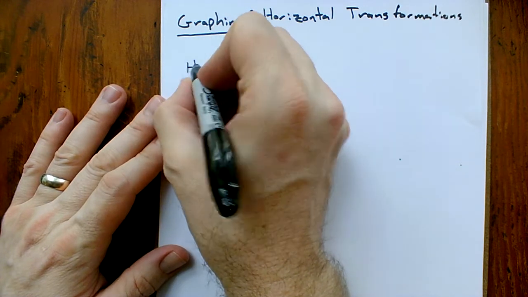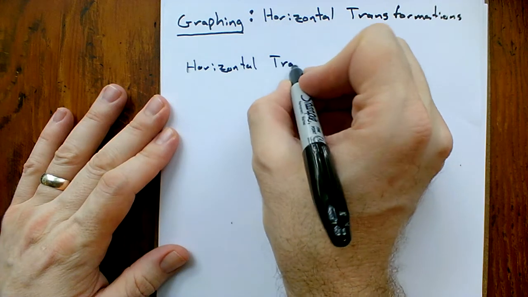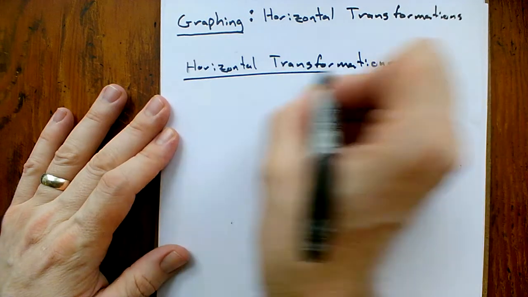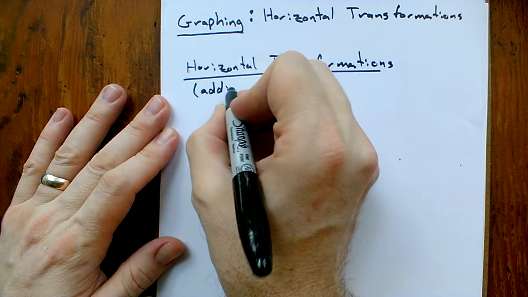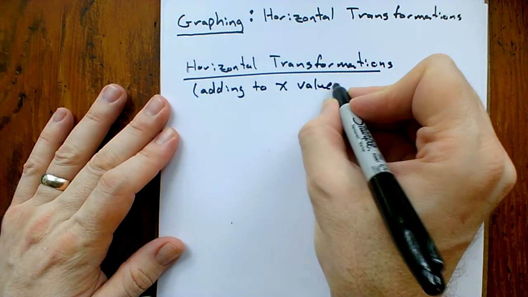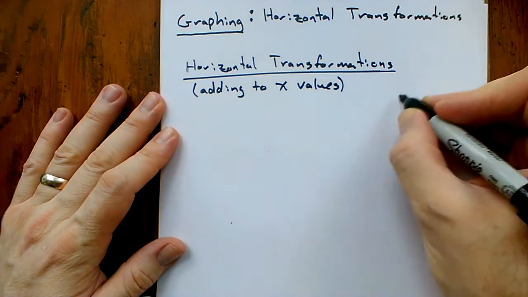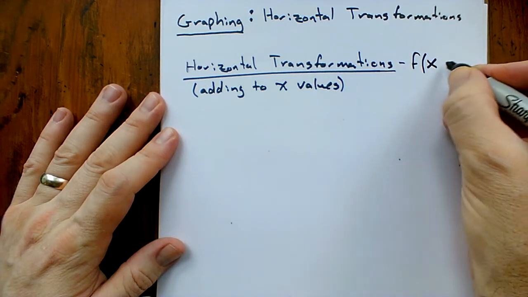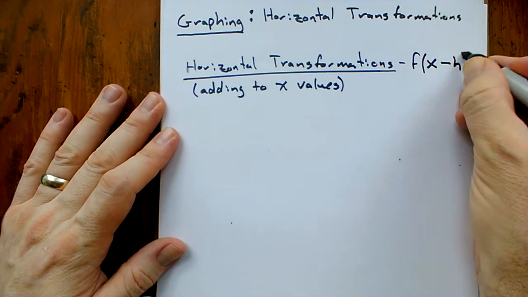So for our horizontal, we're going to be adding or subtracting to the x values. Now, this one's going to be a little bit different because instead of adding to our y, we're going to be taking something and adding a value to our x. And I'm going to put this in as minus h, and you're going to see why in just a second.